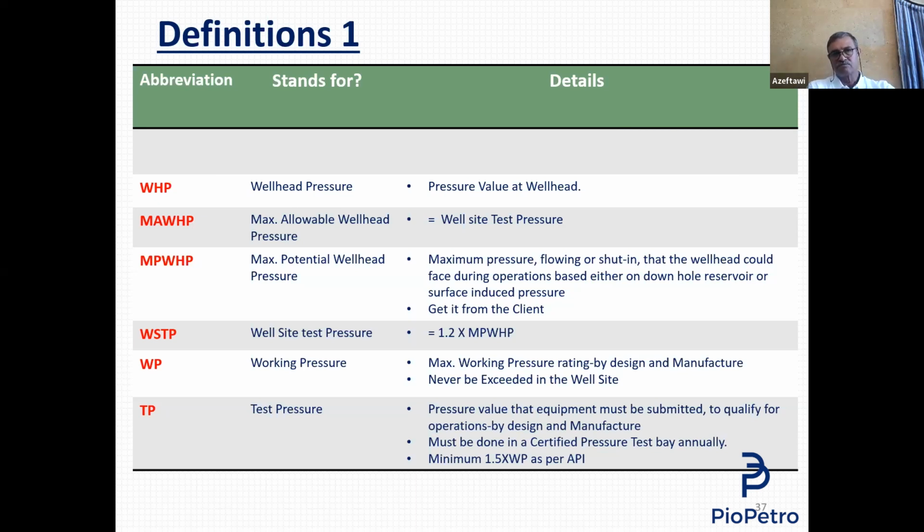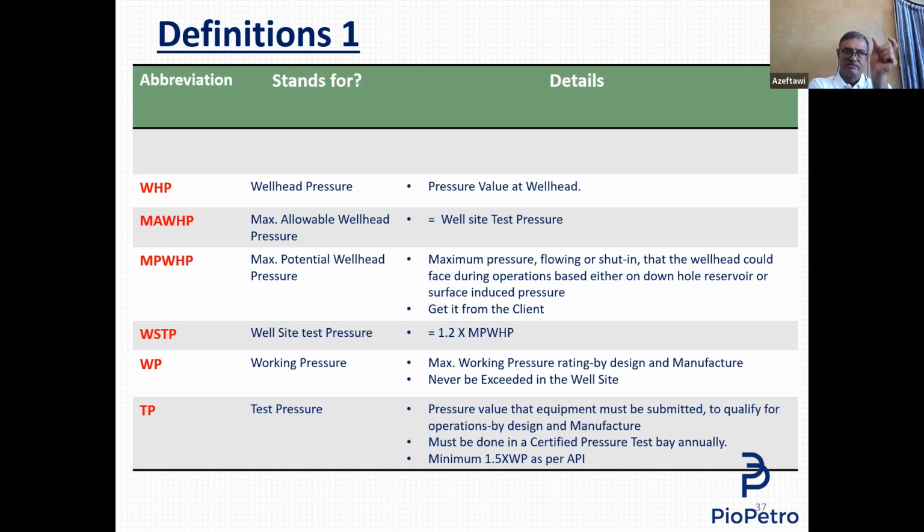So if this is a BOP, blowout preventer, for example, and its working pressure is 5,000, when we do the test for the purpose of certification, we will test it to 7,500 psi. 1.5 at least. If you remember from the first session, we said that when we issue the certificate for this BOP, it will say 5,000. We will never mention the 7,500.